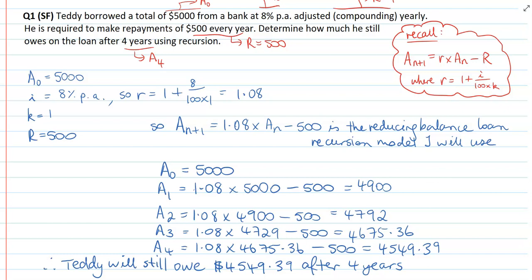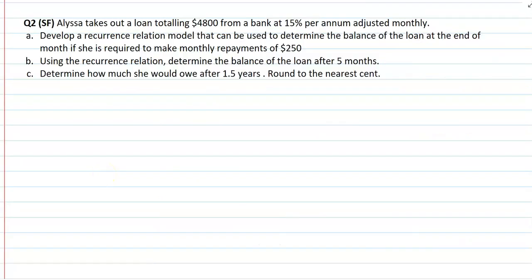Finally, just make sure you document your working for this. So we can see that we've shown each of the recursions made and our conclusion where Teddy will still owe $4,549.39 after 4 years. Question 2, another simple formula question.